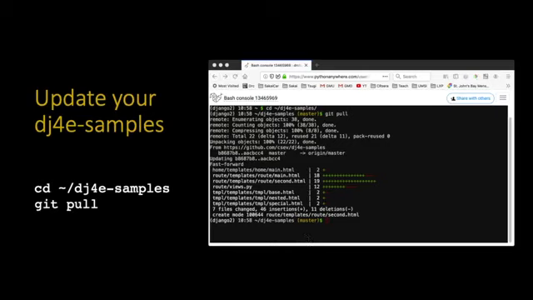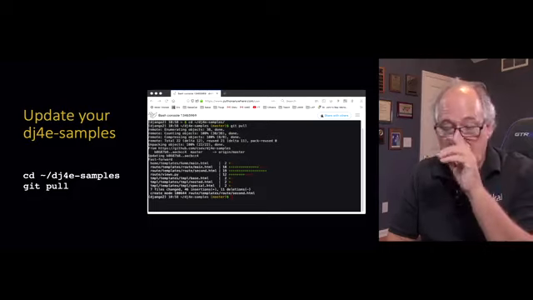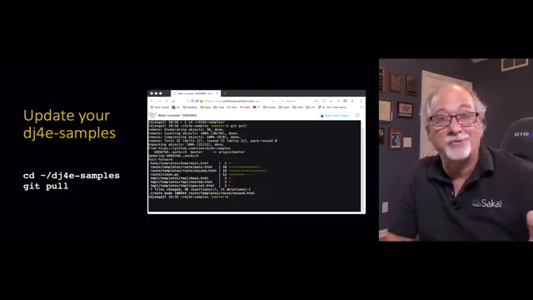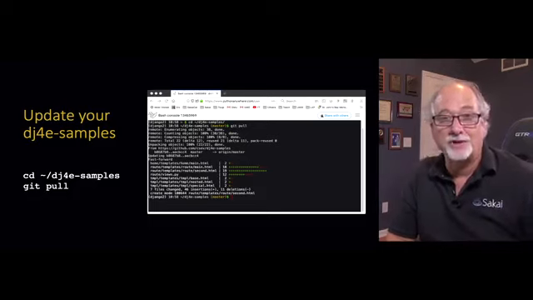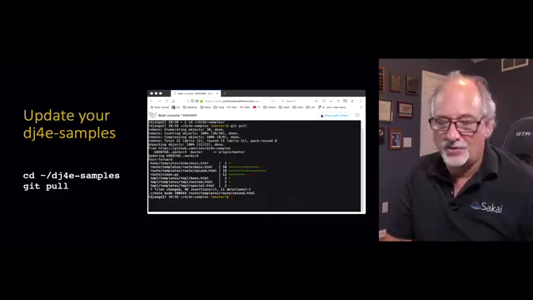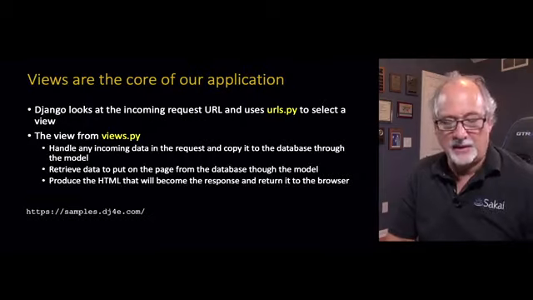So I just want to say that from time to time, wherever you have DJ free samples, whether it's on your laptop or on PythonAnywhere, you should do a git pull, because I'm always working on these samples and I want you to make sure you have the latest copies. Sometimes I add little bits. I don't change the samples, but I add bits of documentation as I think, ooh, I should have added that.